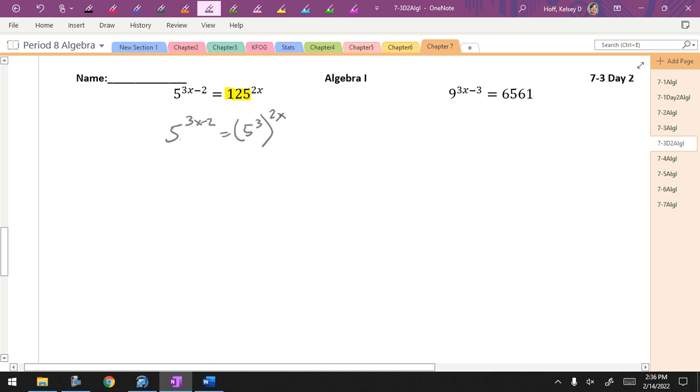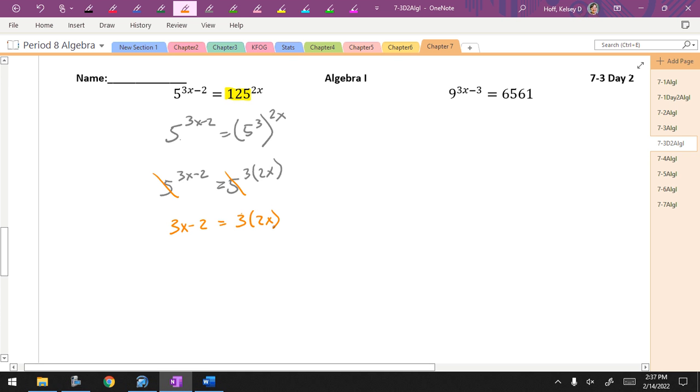The left-hand side is going to stay. On the right-hand side, when you raise a power to a power, you multiply. Ultimately, this is pushing your parentheses up into your exponent. That's all it's doing. Because now I have the same base and I can drop it. 3x minus 2 equals 3 times 2x.